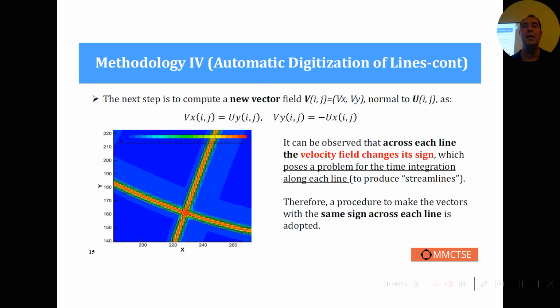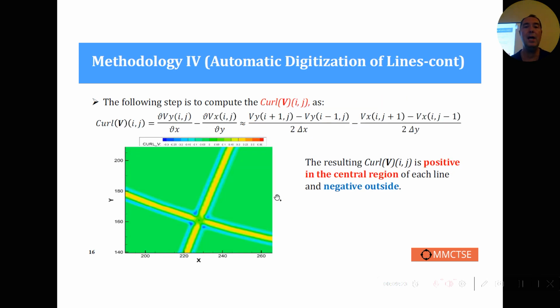Now, from that, we compute a new vector, which is normal to the velocity field, which is normal to the previous one, because you have different vectors and somehow you want to normalize that. And we want to get rid of the change of signs in the original velocity field that we have, because it's a problem; we want to create streamline-like motion. So the next step, which is important, is to calculate the curl of the velocity. Again, we use some simple finite differences, and you see that having calculated the curl, it turns out to be positive in the central region of each line and negative outside. This is very helpful because we can categorize and see where our points lie.